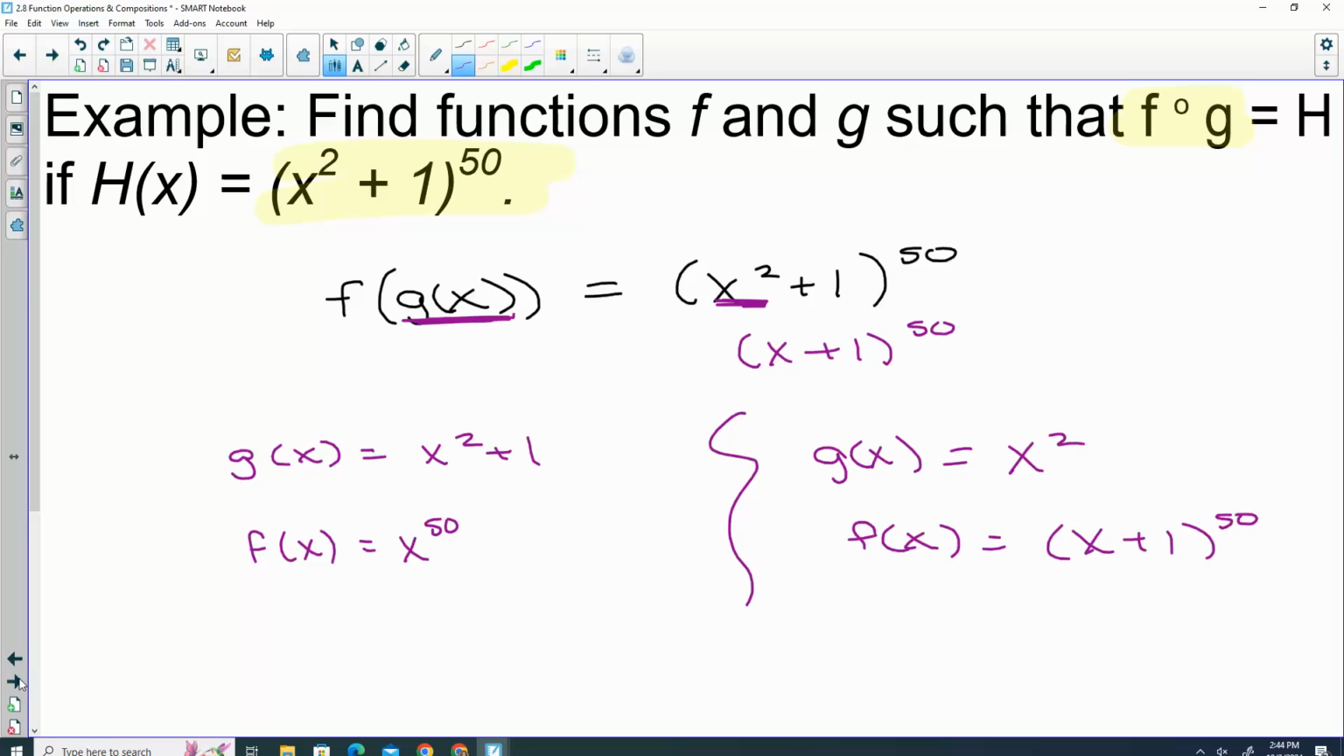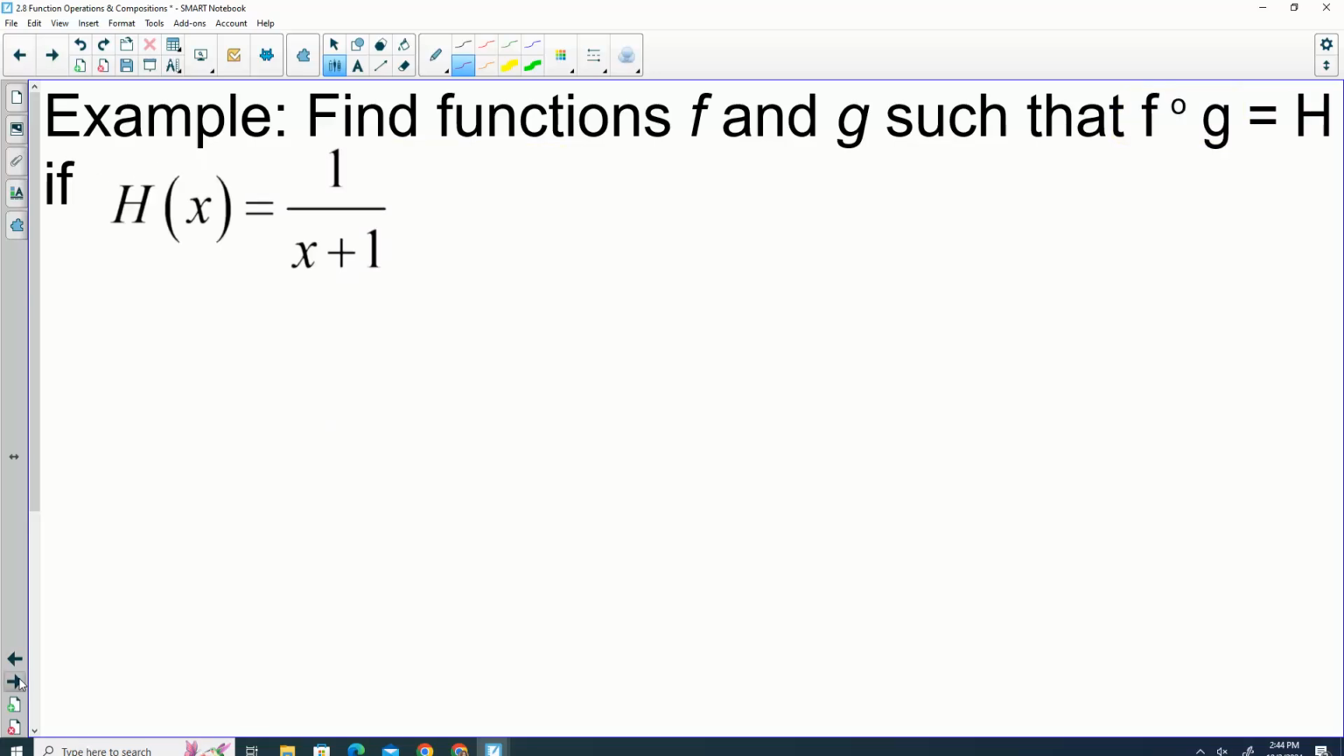Let's try another one. Let's say f composed with g is equal to h, and h is 1 over x plus 1. f composed with g is 1 over x plus 1. If you are trying to undo this, g is the inside. Another way to think about it is that's the first thing you would do. If you are going to plug in a number for x and evaluate this, what's the first thing you would do?